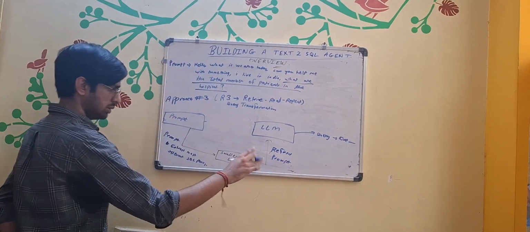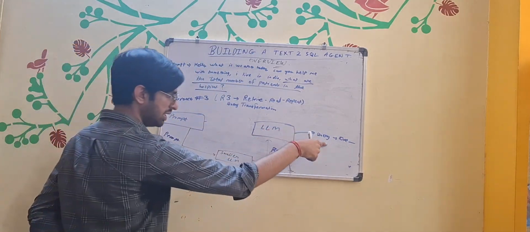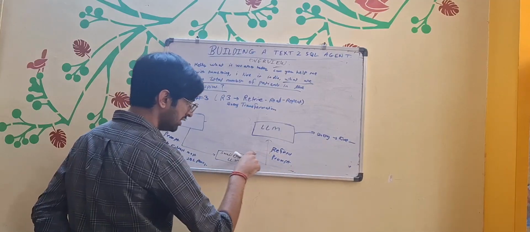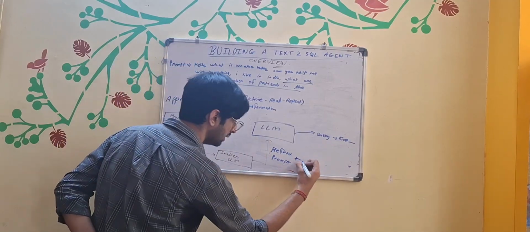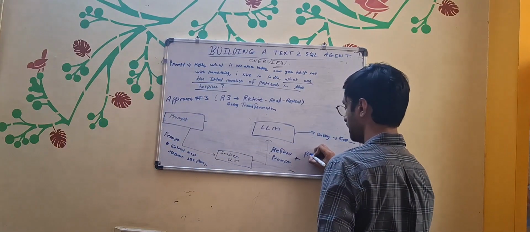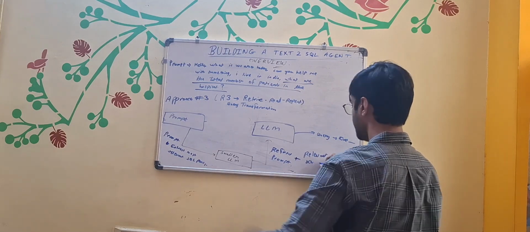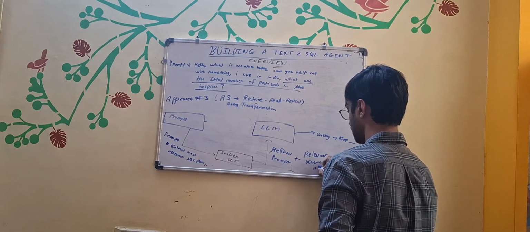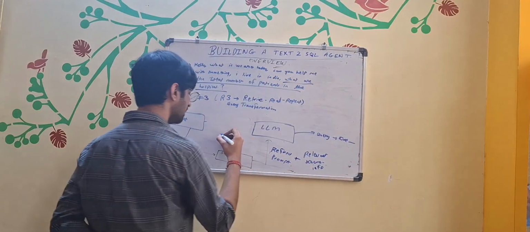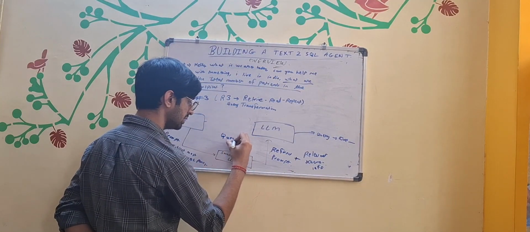Okay, the refined prompt is then passed to the LLM, then the query is generated, and then execution. Also with the refined prompt, we also pass in relevant schema information, which I told you about earlier. It's the same thing, only this step is added. This is called query reconstruction or transformation.